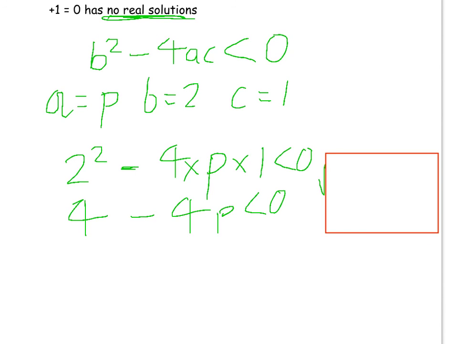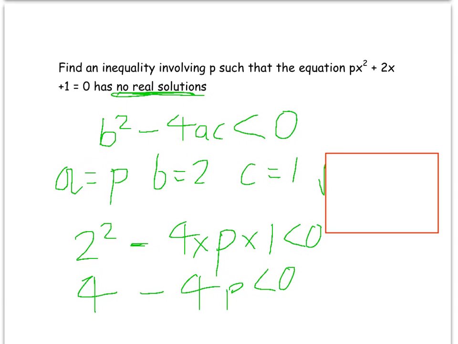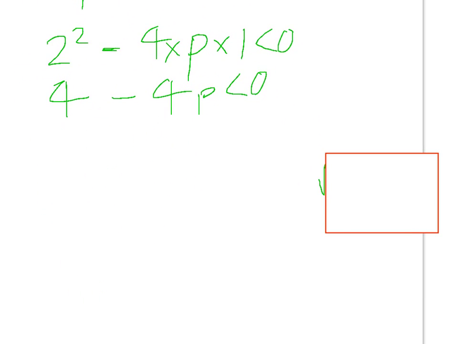Now, it does say in the question, leave your answer as an inequality. So let's rearrange this so we get p on its own. The first step is to add 4p to both sides. So 4 is less than 4p, and if you divide through by 4, you should find that p has got to be greater than 1. So for this to have no real solutions, the value of p has got to be greater than 1.